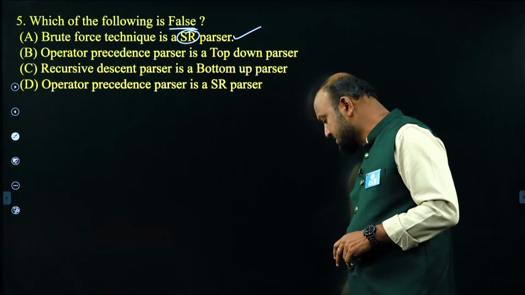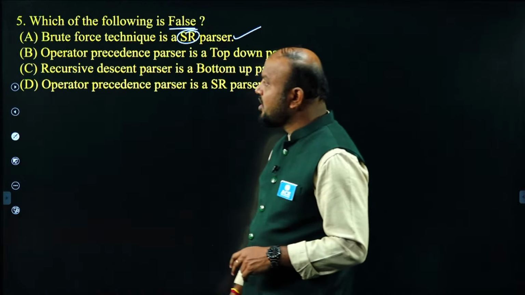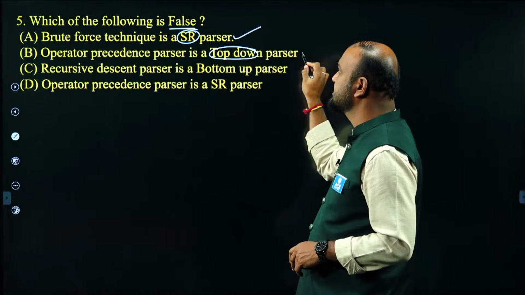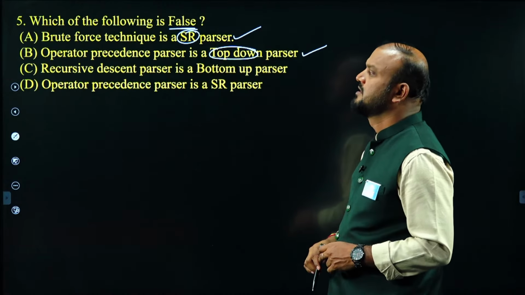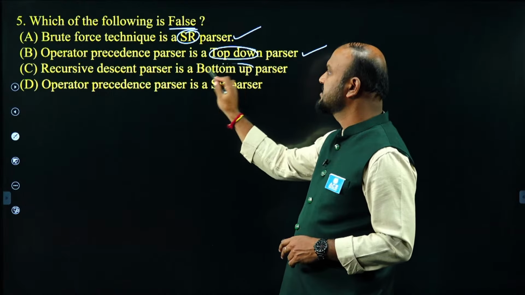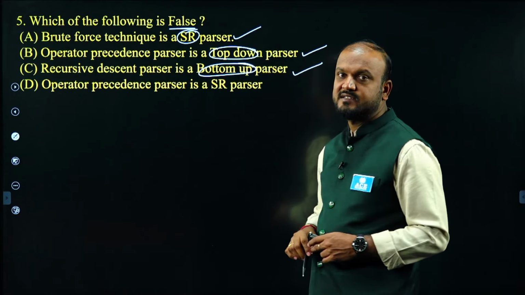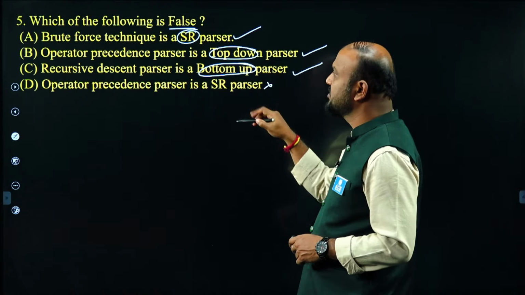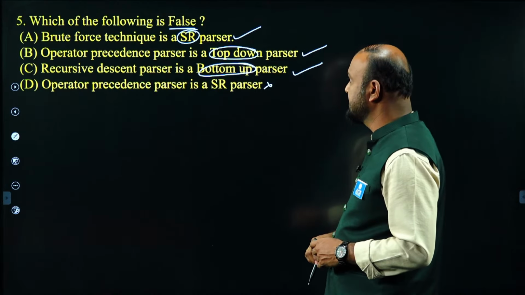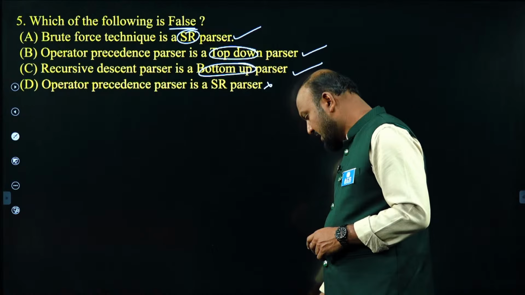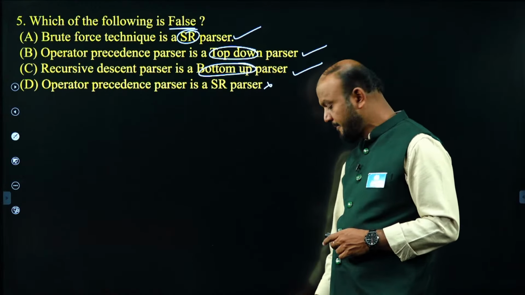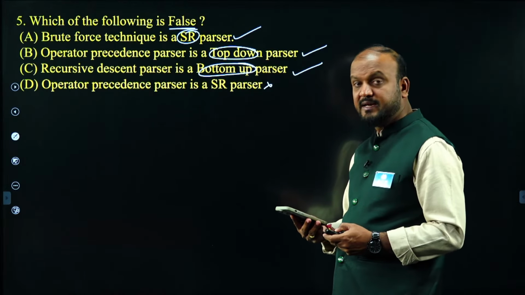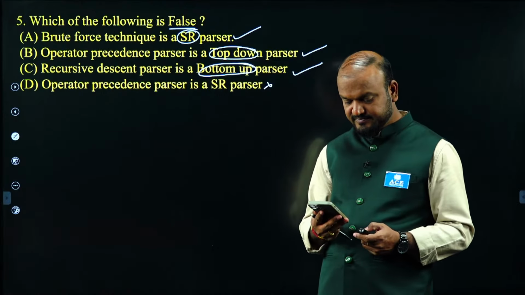Operator precedence parser is a top down parser? No, operator precedence is a bottom up parser. It is also false. Recursive descent parser is a bottom up parser? No, it is a top down parser. It is also false. Operator precedence parser is a SR parser. True, because the question is about false. Option D is the wrong answer. A, B, C are the correct answers for the question. Some theory questions like this are also possible to be asked.